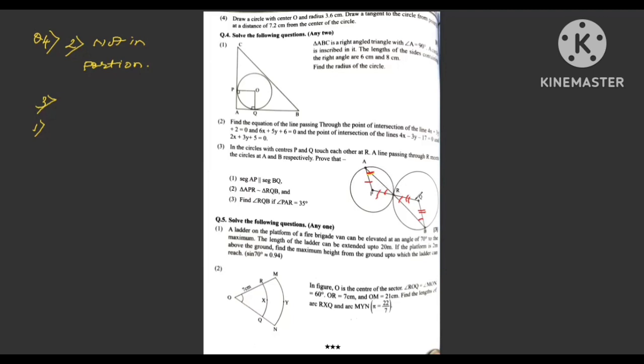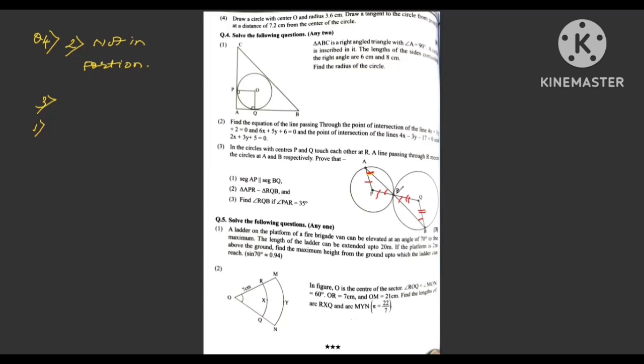P-R-Q. Okay, but the theorem of touching circles: if two circles touch each other externally, then the point of contact lies on the line joining the centers. That is the theorem of touching circles. So naturally these three points are collinear.